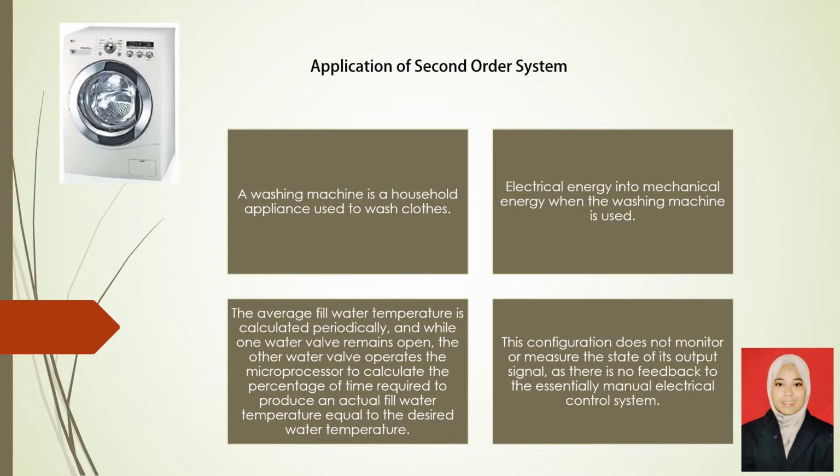Third, the average field water temperature is calculated periodically, and while one water valve remains open, the other water valve operates the microprocessor to calculate the percentage of time required to reproduce an actual field water temperature equal to the desired water temperature. For the last, this configuration does not monitor or measure the state of its output signal, as there is no feedback to the essentially manual electrical control system.